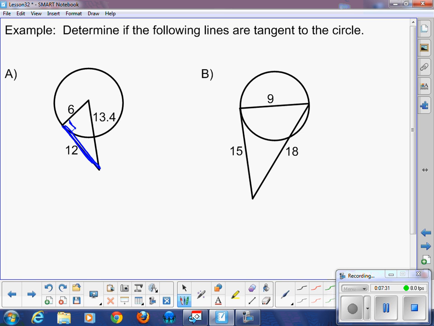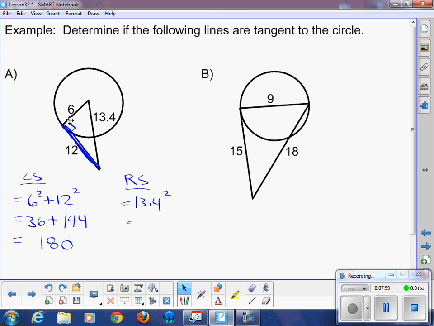So if we go through and perform Pythagorean theorem, we're going to treat it as a left side, right side proof. So that means that 6 squared plus 12 squared would have to be the same as the right side, which would be 13.4 squared. So 36 plus 144 is equal to 180. And when we expand the 13.4 squared, we find that it gives us 179.6, and based on the fact that I did the example, I'm going to say that's close enough to justify it, because that was my intent.